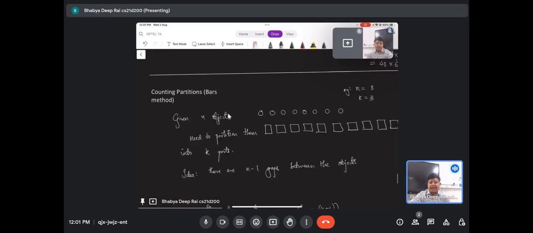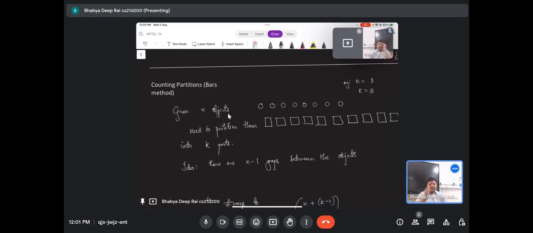So we'll look at the final part of this session. Okay. So this is what is called counting partitions. So this kind of problem is slightly different from, it is kind of similar, but still kind of different from the previous multinomial problem.